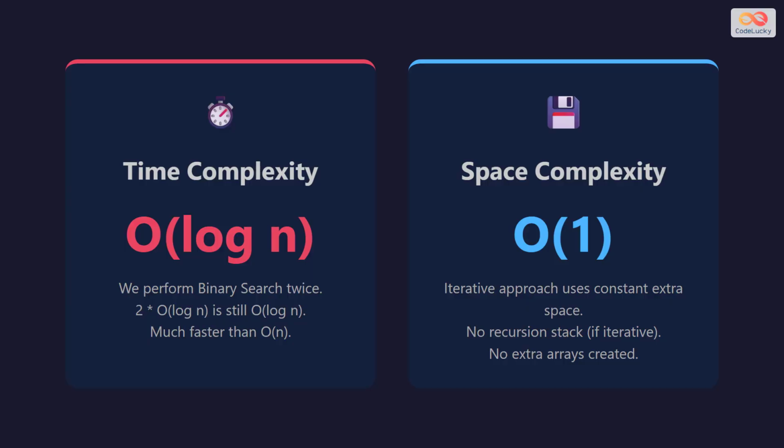Let's analyze the efficiency. Since we are running binary search twice, the time complexity is 2 times log n, which simplifies to O(log n), and the space complexity is O(1), as we are only using a few variables for storing indices, making this an optimal solution.